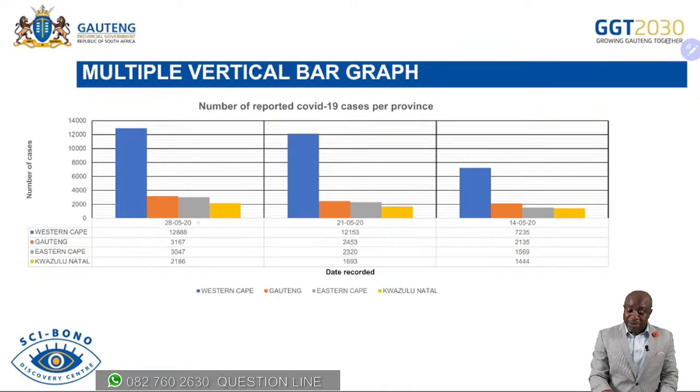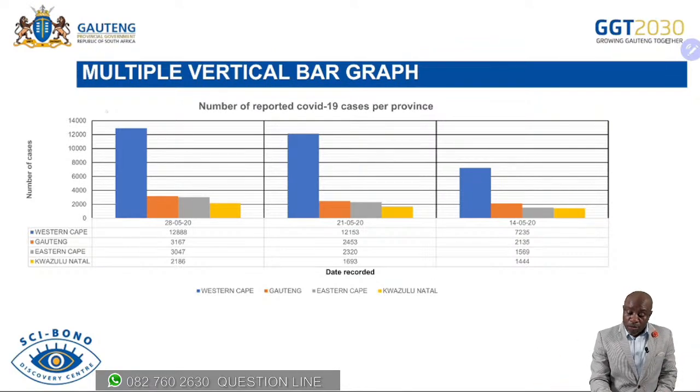So you see the bars. We are able to see that Western Cape at that time had higher cases there. And remember, the other provinces caught up, and very soon the wave was everywhere.